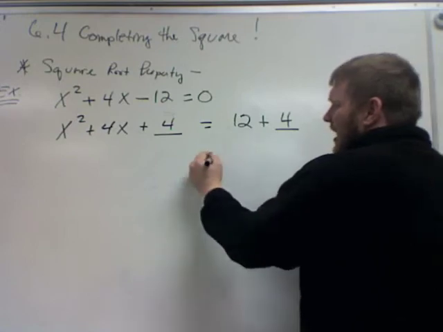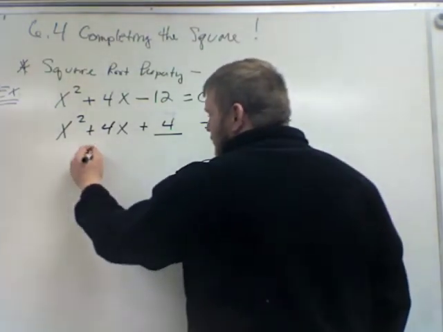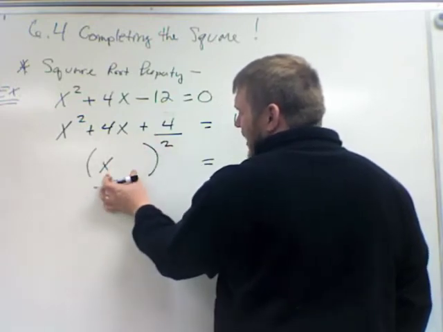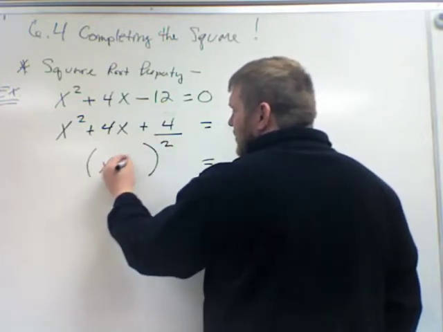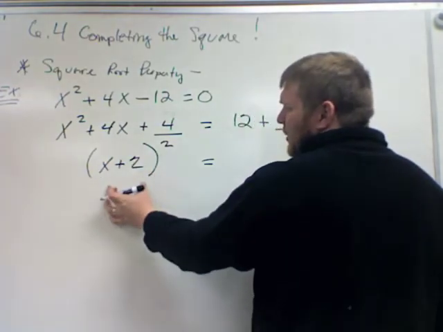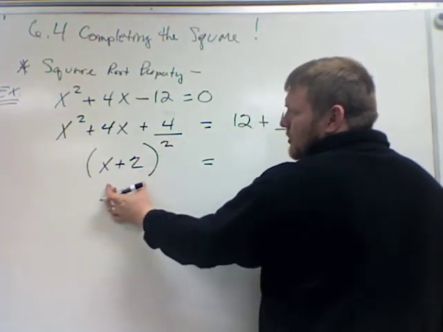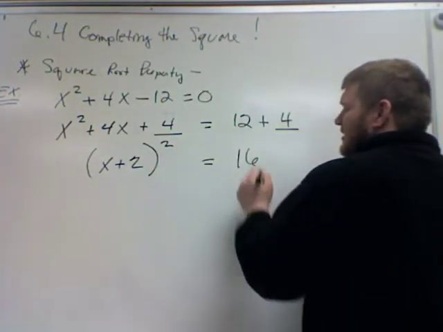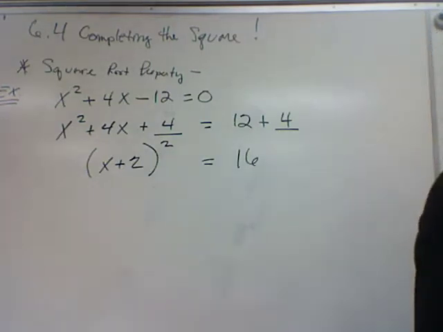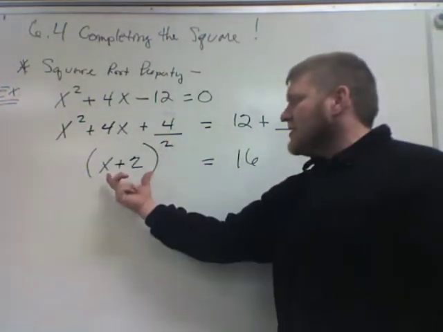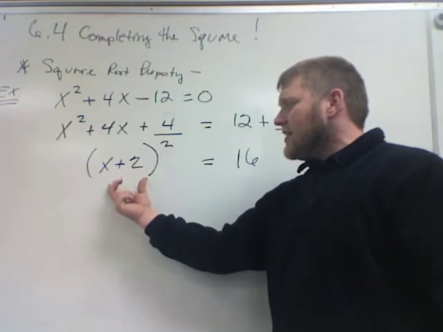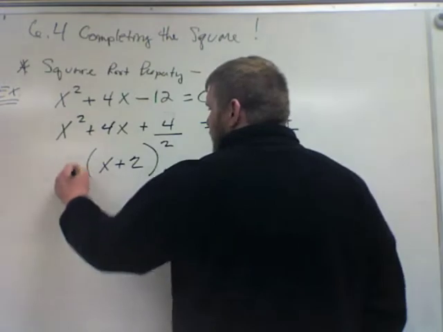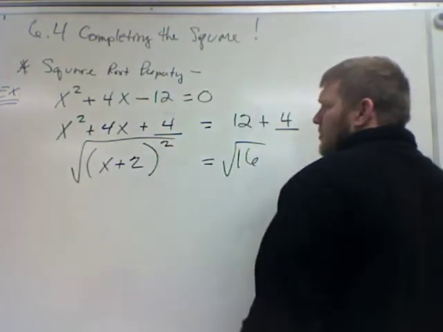Well, what does that allow me to do here? That allows me to write this as a perfect square. If I factor this, I'd have two factors, x plus 2 times x plus 2, which I write as the quantity x plus 2 squared equals 16. Now, factoring this into a situation like this allows me to use my square root property like I did before. So again, I'm going to square root both sides.